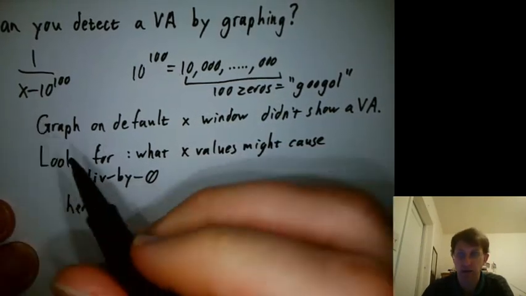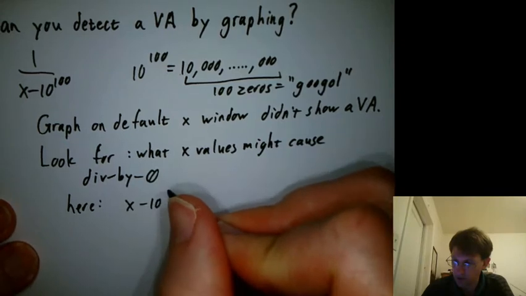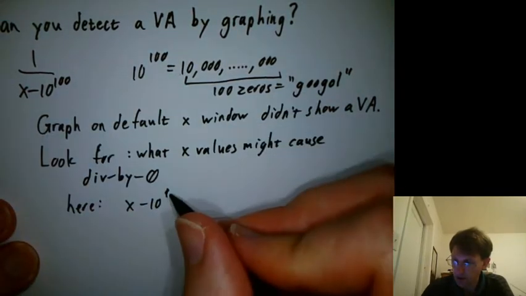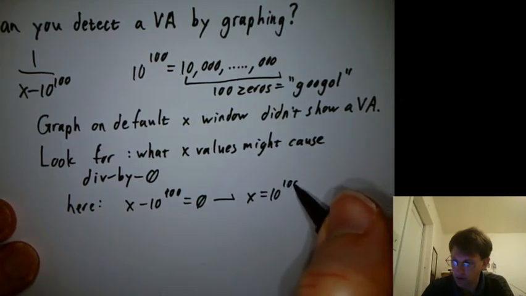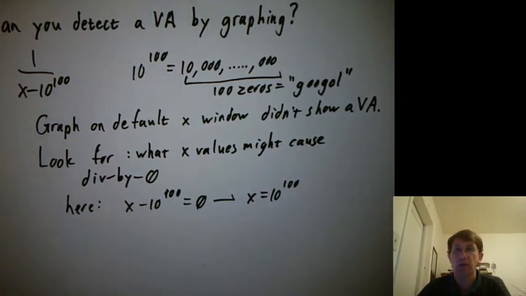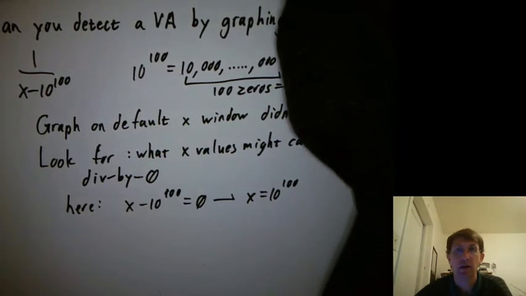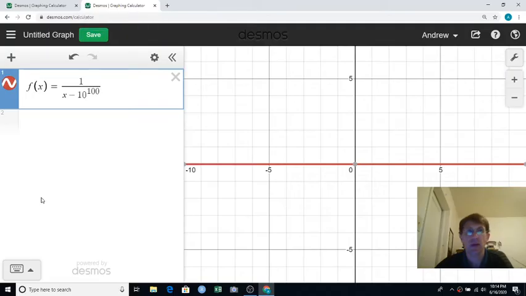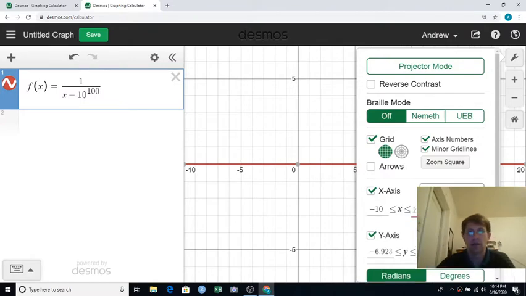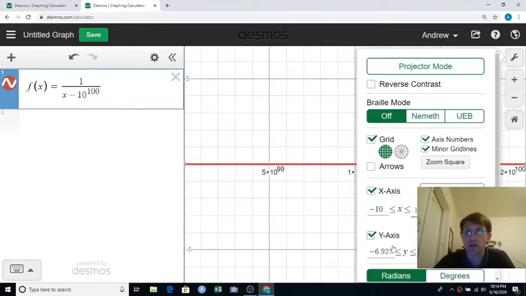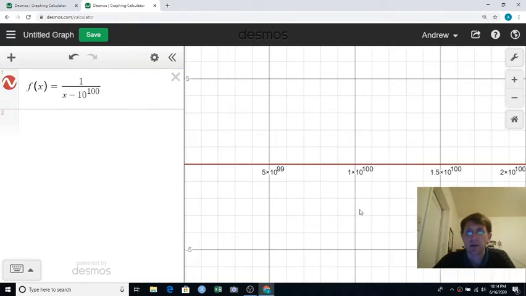I'm asking about divide by 0 because we know that often produces a vertical asymptote. Here, what x value would produce divide by 0? We'd say, well, when that denominator is 0, which would be when x equals 10 to the 100. So let's go try that. We need to enter some range in Desmos that includes 10 to the 100. All right, so here we are. Our default graphing window does not include 10 to the 100. We'll come up here and set our graphing window to include maybe 2 times 10 to the 100, go twice as far as we think we need. Doesn't really matter what the other part is here.